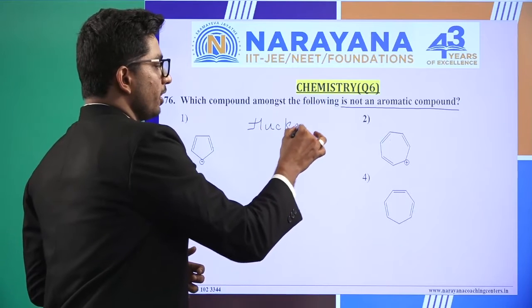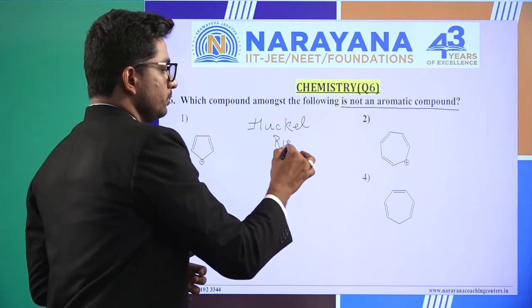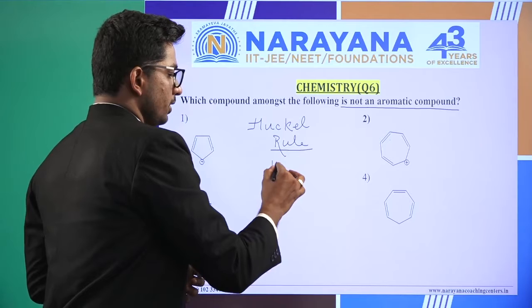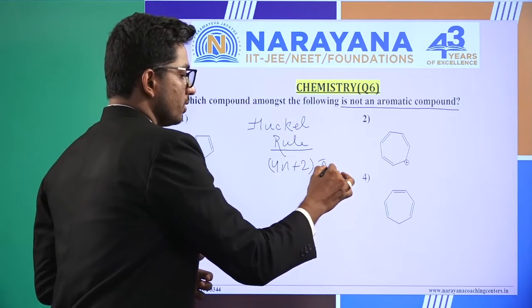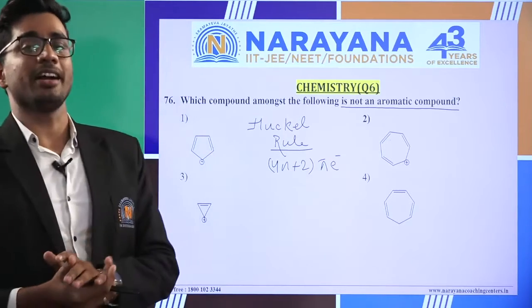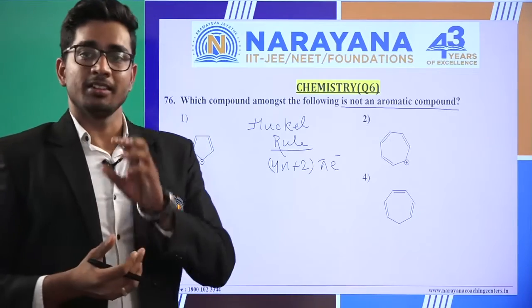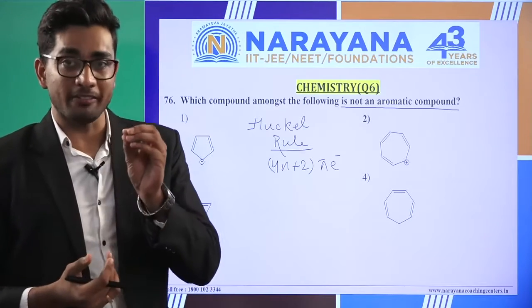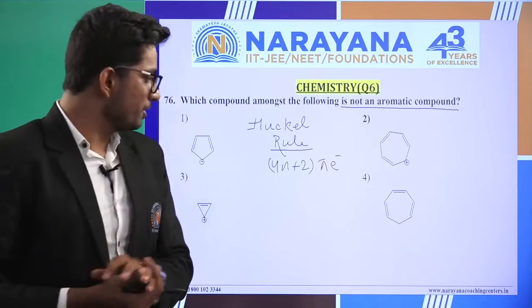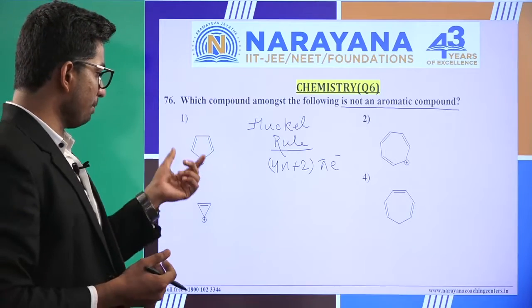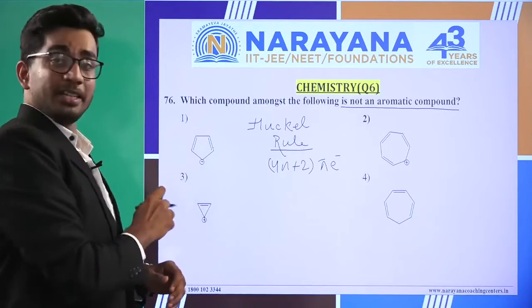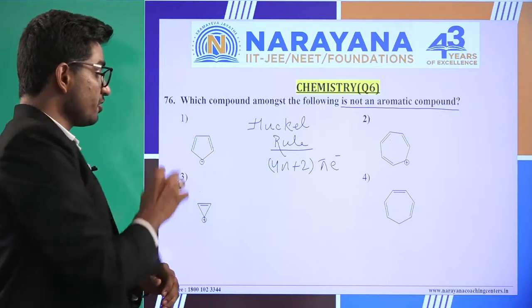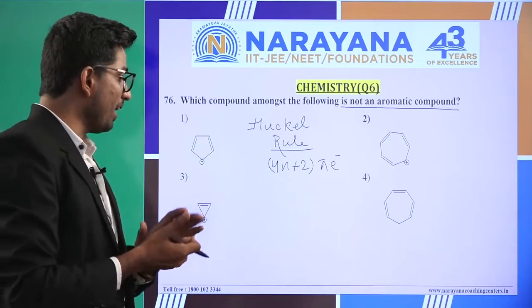Okay, if you see the Huckel rule, this rule says the molecule must have 4n plus 2 pi electrons, and in addition to that, prior to that, the molecule should be planar, it should have complete conjugation. Okay, so if you see here, the compound is completely planar here, and it is having complete conjugation. You can see the negative charge in conjugation with the pi electrons.